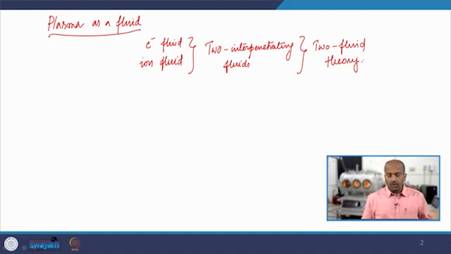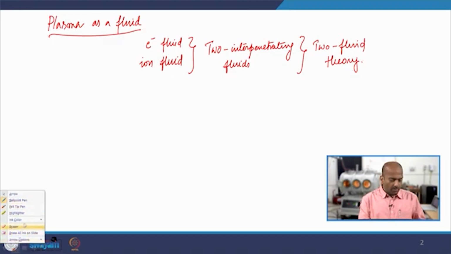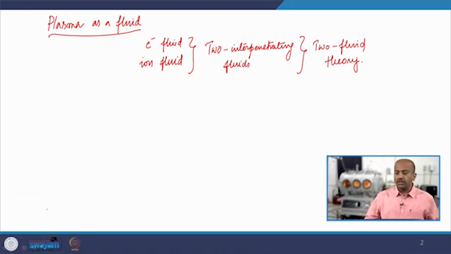Now, what we are going to do in today's class, we will try to write down the complete set of equations which are required to understand plasma as a fluid. So, in our earlier discussions, we have seen how individual equations describing the fluid motion can be derived. We are going to establish the complete framework of governing equations.